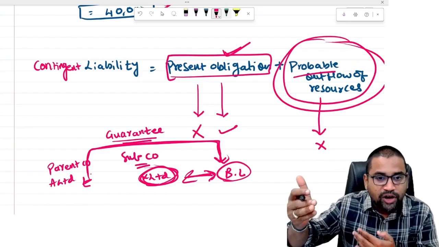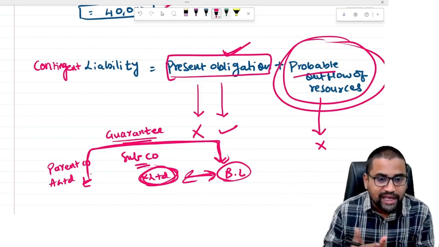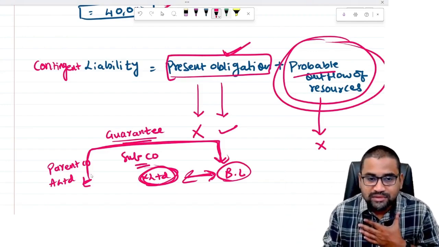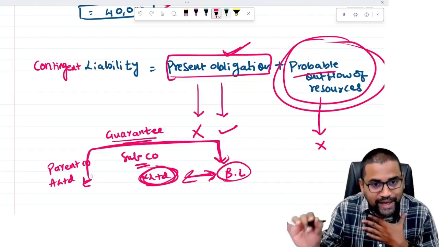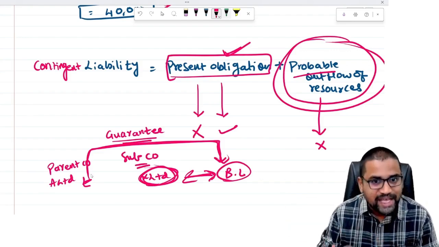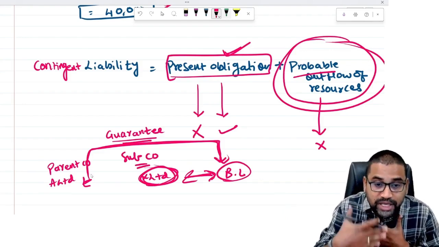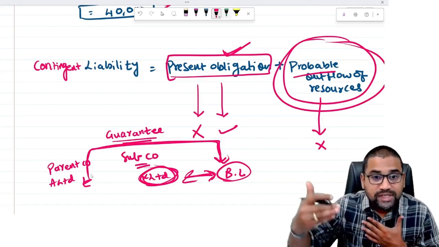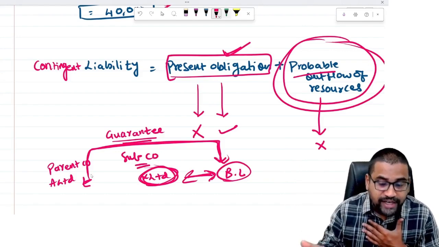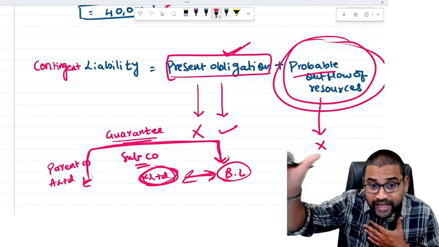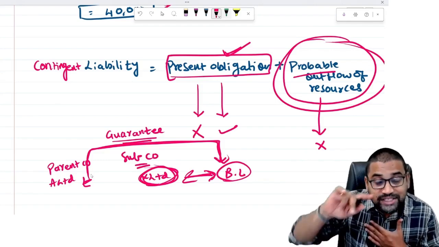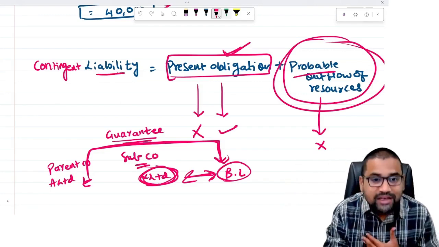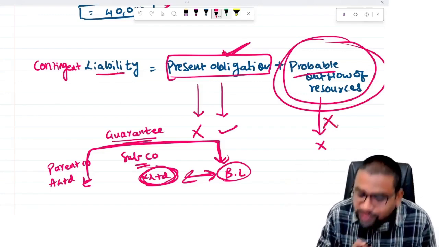Suppose on behalf of your friend you have given a bank guarantee. The moment you signed the guarantee paper, there is an obligation. Obligation is created. You signed, that's it. There is a present obligation. But does this obligation require ultimate settlement? Is there outflow of resources as of now? No. Because you gave the guarantee on behalf of your friend, who will pay the loan. If your friend doesn't pay, then you are liable. That situation may come in future. As of now, there is no such situation. That's why it is a contingent liability. There is a present obligation, but there is no probable outflow of resources.